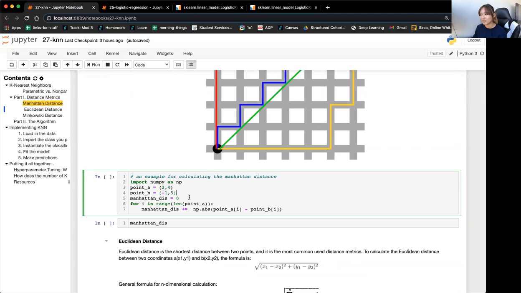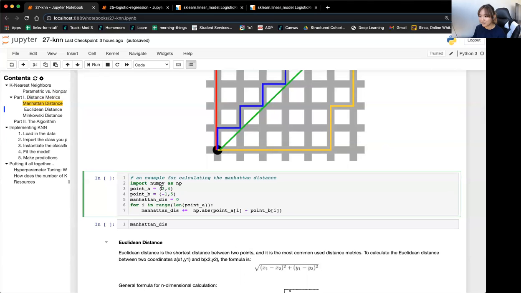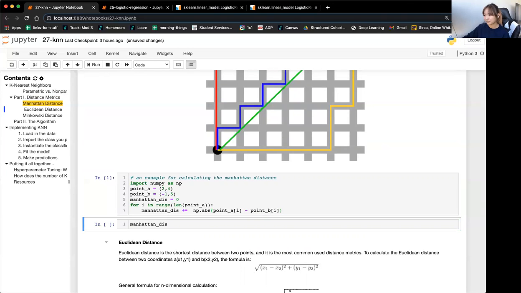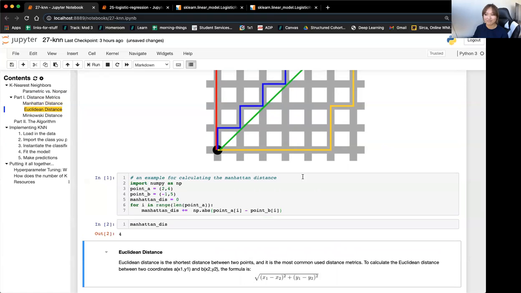We'll run this in a little bit, but I expect this to come out to a Manhattan distance of 4, because in the first dimension you're moving 3 units, and in the second dimension you're moving 1 unit. This is just a for loop that sums up the difference between each coordinate, and the Manhattan distance is 4. Questions about this?